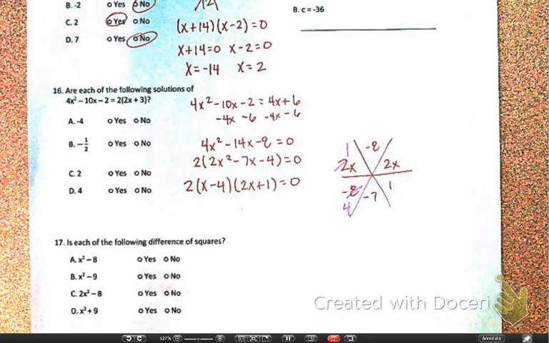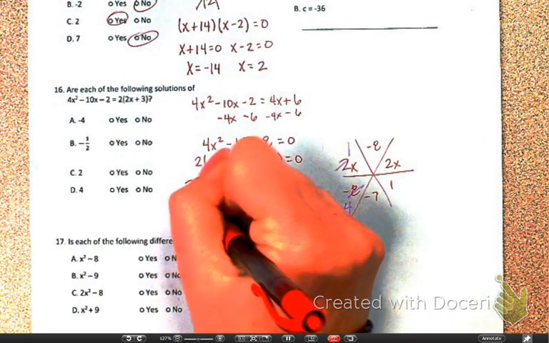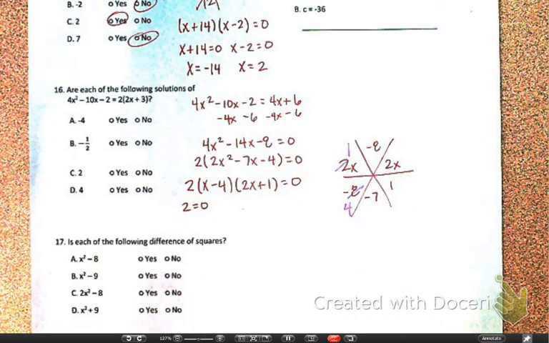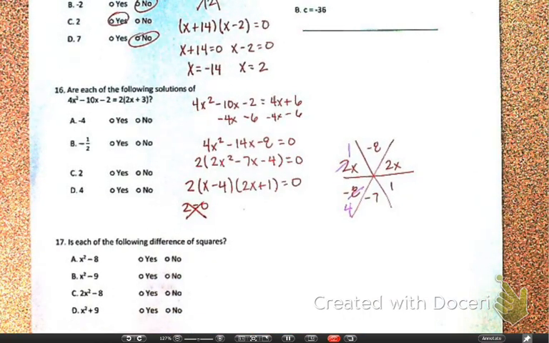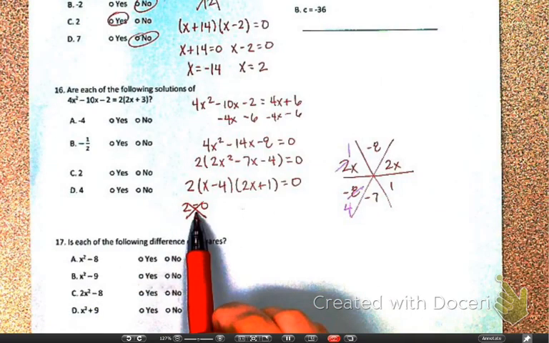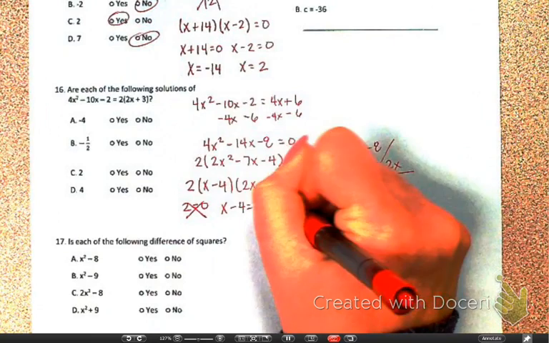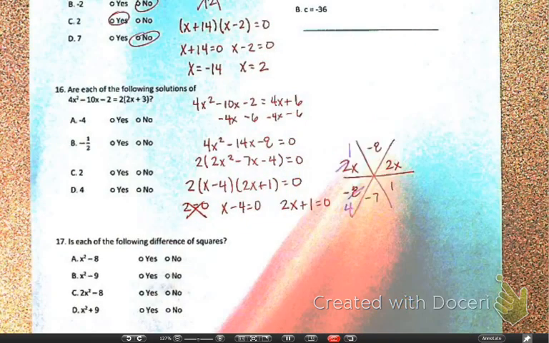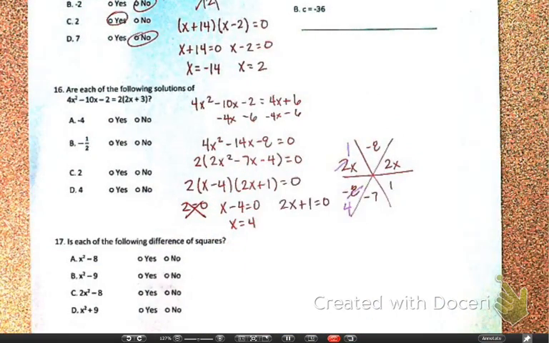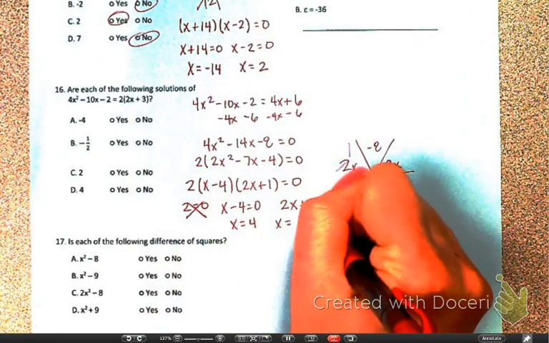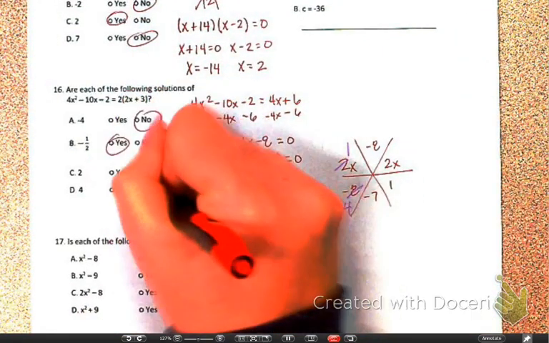What am I allowed to set equal to 0? 2 or no? Okay, so if I set 2 equal to 0, is that a true statement? Nope, so I'm just going to cross it out. So if you want to get in the habit of setting everything equal to 0, that's fine, but make sure you check if it's a true statement or not. X minus 4 equals 0 I can solve, and 2x plus 1 equals 0 I can solve. I end up with x equals 4, and x equals negative 1/2. So no, yes, no, yes.